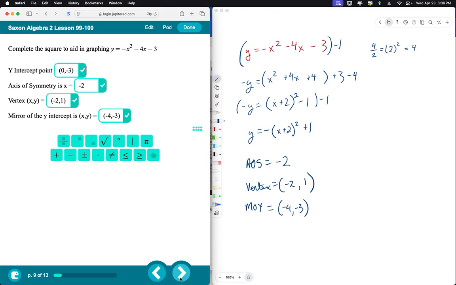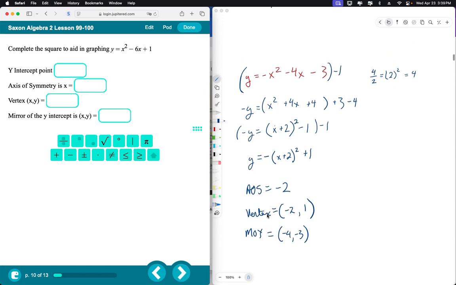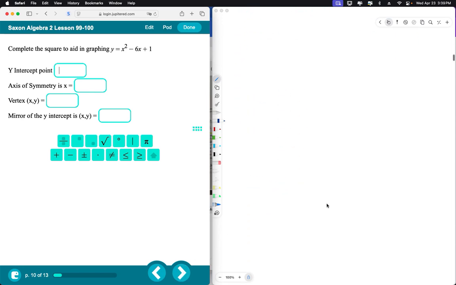Next problem. We only have 4 of these. Okay, very quickly. What is our y-intercept point? The x is always 0, and this is the y. Easy peasy. All right, now we've got to do the math. Y is equal to, there's no negative sign, woohoo! Makes life a little bit easier.